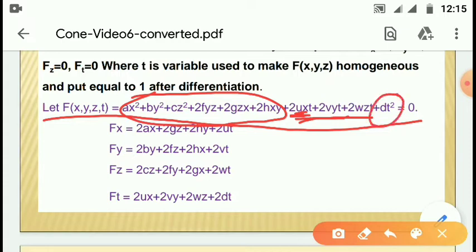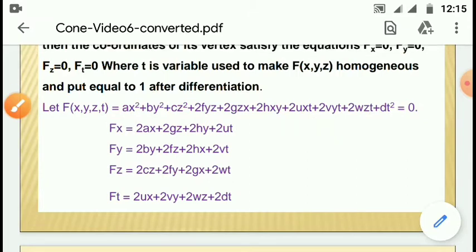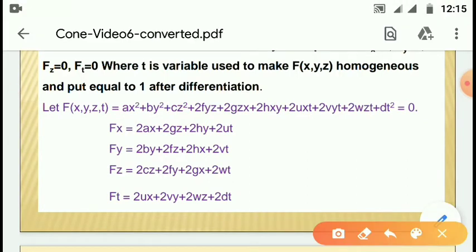Also, dt square is a second degree term. Whenever t is treated as a variable, the power is 2. Therefore, dt square is also a second degree term. So, all the terms in f of x, y, z, t are second degree terms, and hence it is a homogeneous equation of second degree. Here t is the new variable.